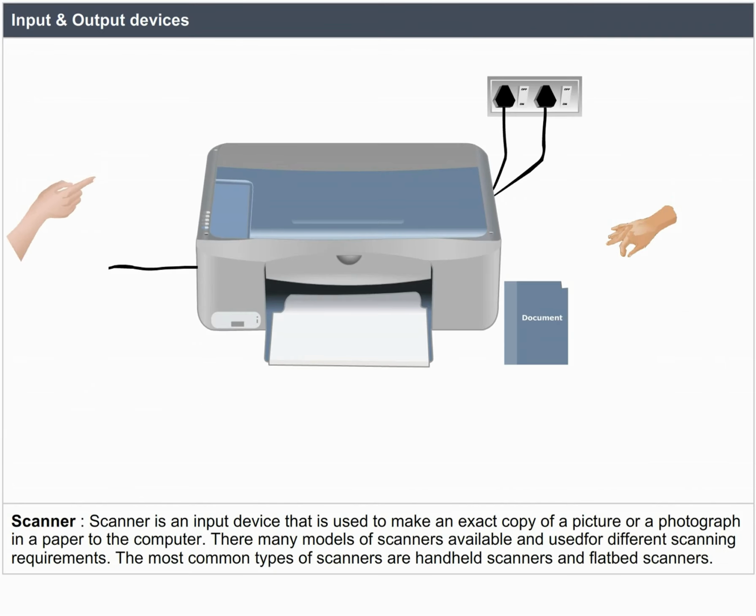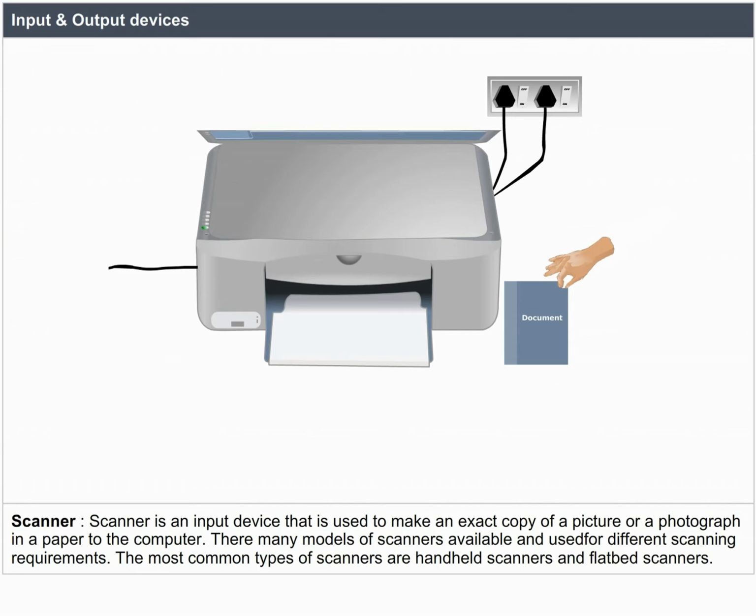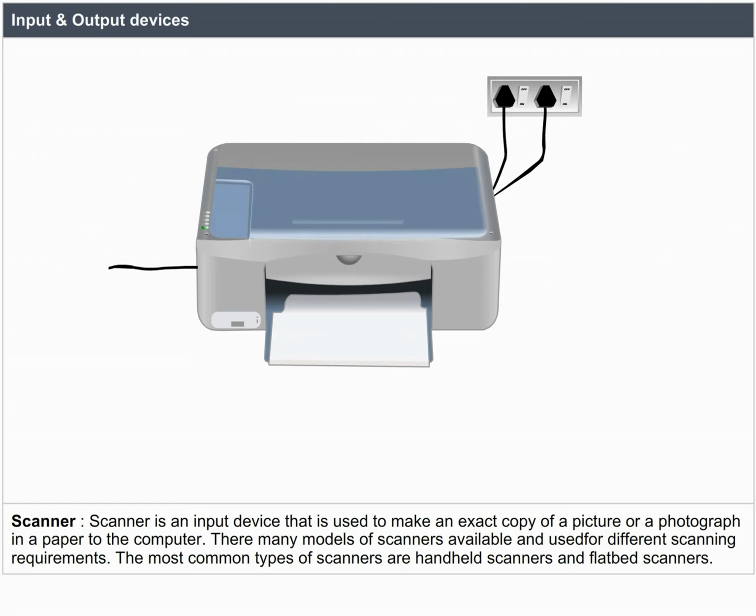Scanner. A scanner is an input device that is used to make an exact copy of a picture or a photograph on paper to the computer. There are many models of scanners available and they are used for different scanning requirements. The most common types of scanners are handheld scanners and flatbed scanners.